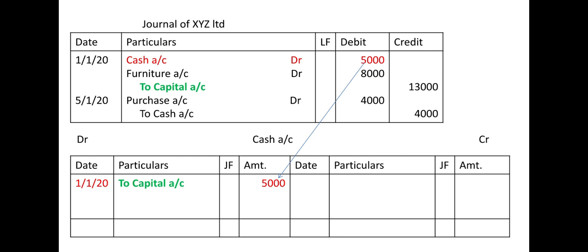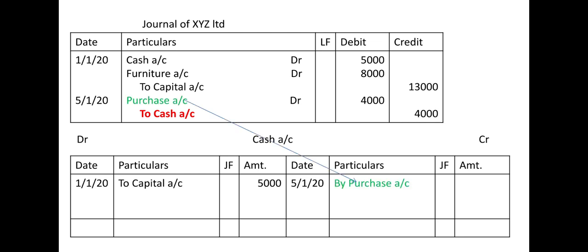The cash account is not yet over. There is one more cash entry. See the second journal entry, students. See the 5th date. Yes, the cash account is also there, but this time it is credited. So the cash account is credited, so posting will be done on the credit side. Let's write on the credit side. First, the date: 5th January. Then what is the corresponding account, students? Yes, purchase account. So we will write 'By purchase', that is the corresponding account, and the amount against cash is 4,000. So the cash account is over.